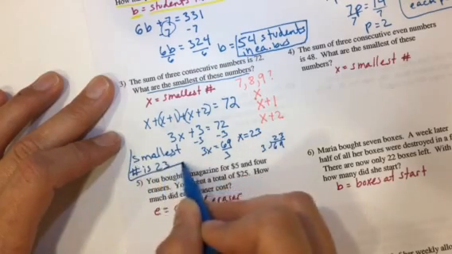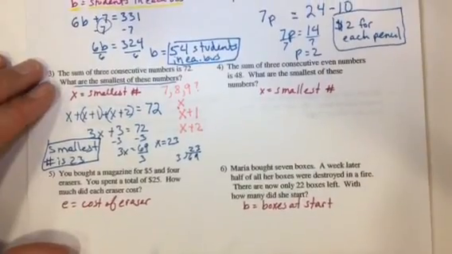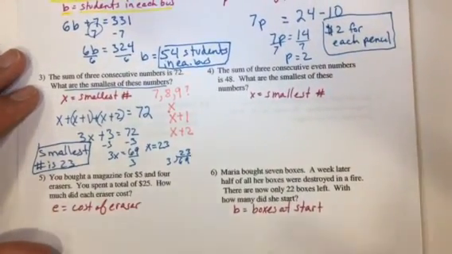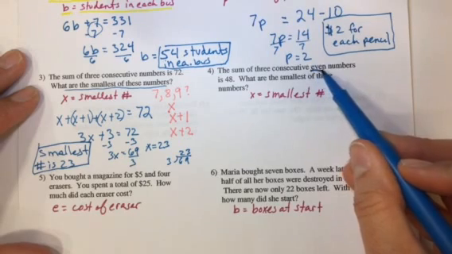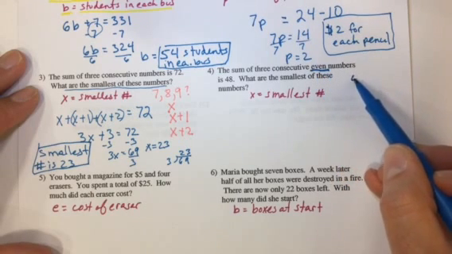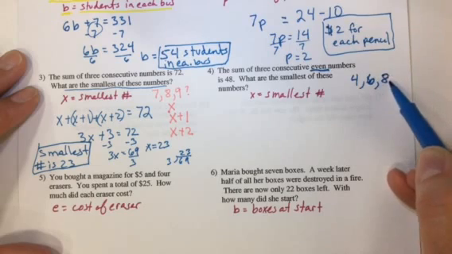And in actuality, the 3 numbers are 23, 24, 25, right? Okay, so similar problem again, except they're even numbers. So it's something like 4, 6, 8, something like that.